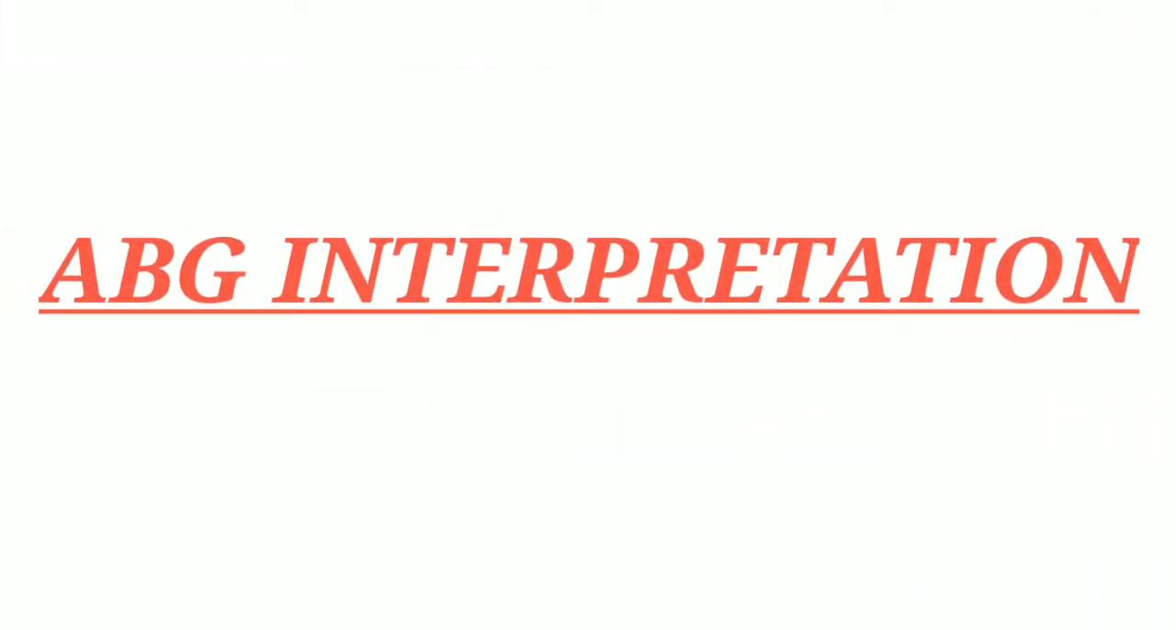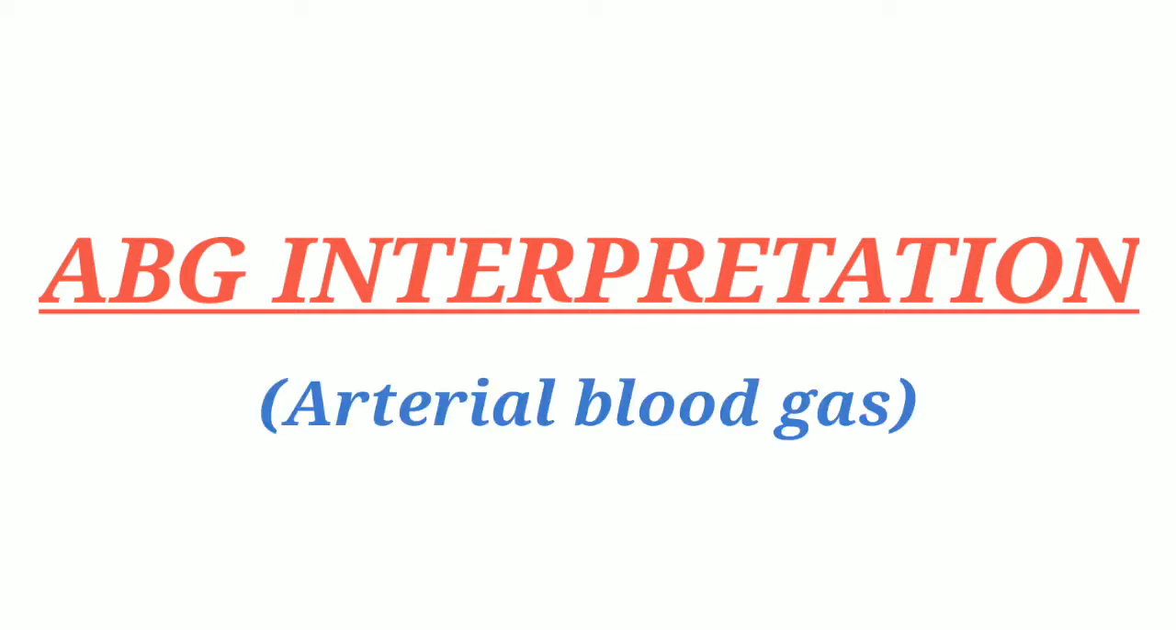The basics are the basics, and you can't skip the basics. Today we have to discuss ABG interpretation. It's arterial blood gas. The normal value of pH is 7.35 to 7.45. 7.35 is acidity and 7.45 is alkalinity.